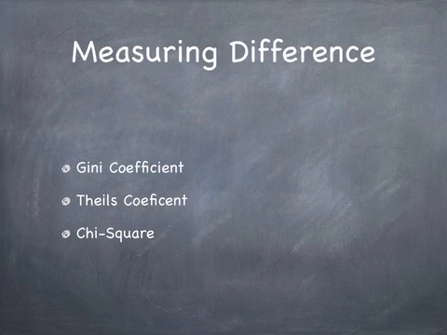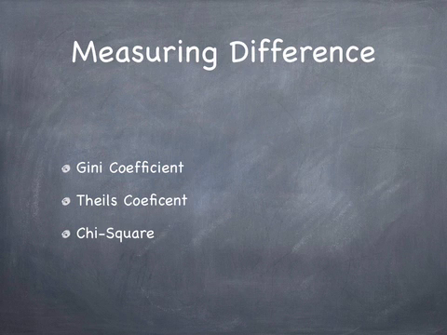And I know in the introduction, if you watch that, the course mechanics video, whatever one it was, I said, this week we're going to look at measuring difference. And I was thinking this would be great. We're going to talk about the Gini coefficient and Thiel's coefficient, look at chi-square tests of independence.